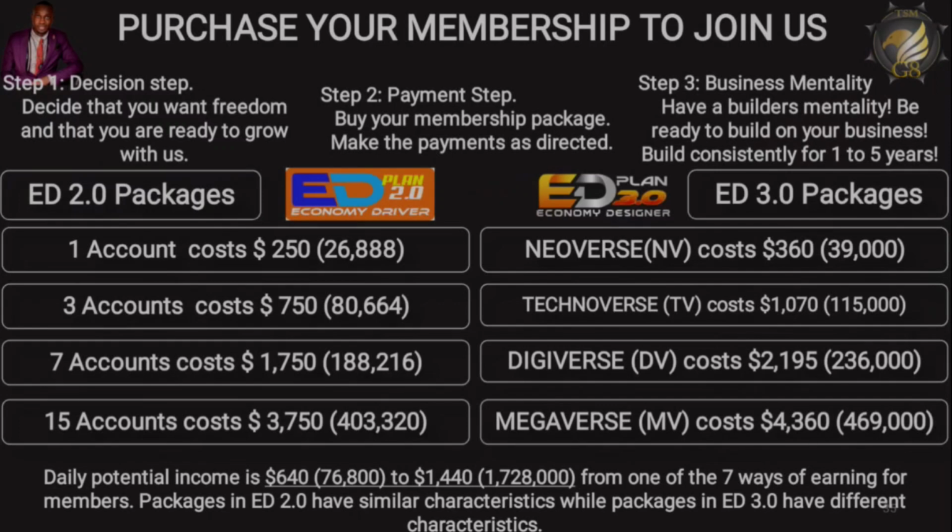Packages in ED 2.0 have similar characteristics. That is where you can multiply one account, you multiply it by 3 to get 3 accounts, multiply it by 7 to get 7 accounts, like that. But packages with the ED 3.0 are a little bit different. Neoverse comes as a separate one, Technoverse comes with its own characteristics, Digiverse like that, and Megaverse like that.